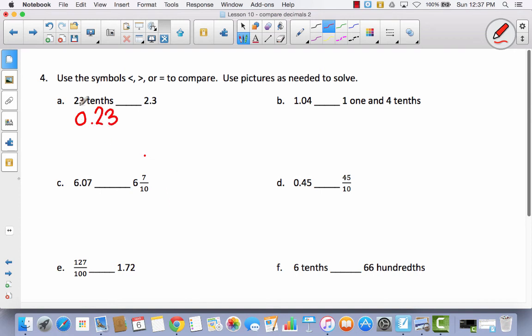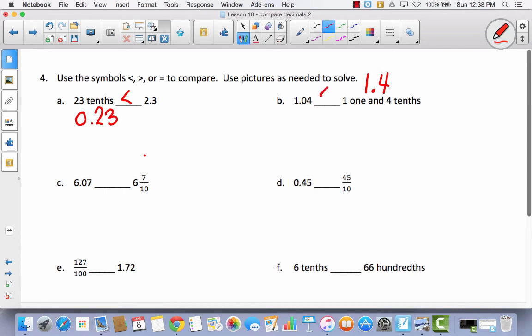You can notice that this has a 0 in the ones place and this has a 2 in the ones place. So this has to be less than. All right, let's rewrite this 1 and 4 tenths. So it would look like this: 1 and 4 tenths. So what do you think? Which one is this less than, greater than, or equal to?